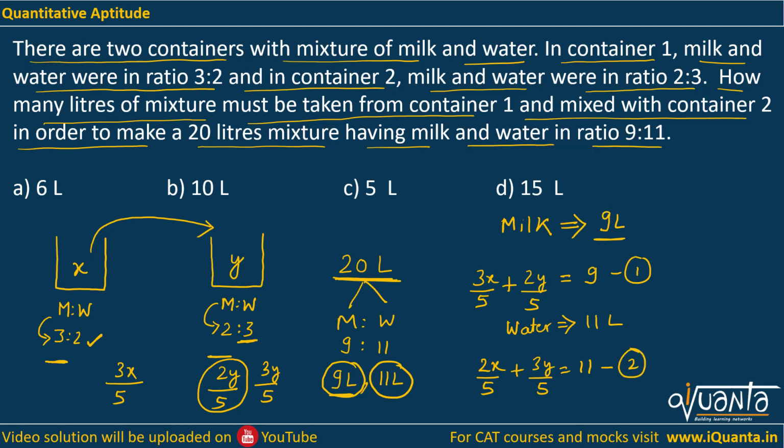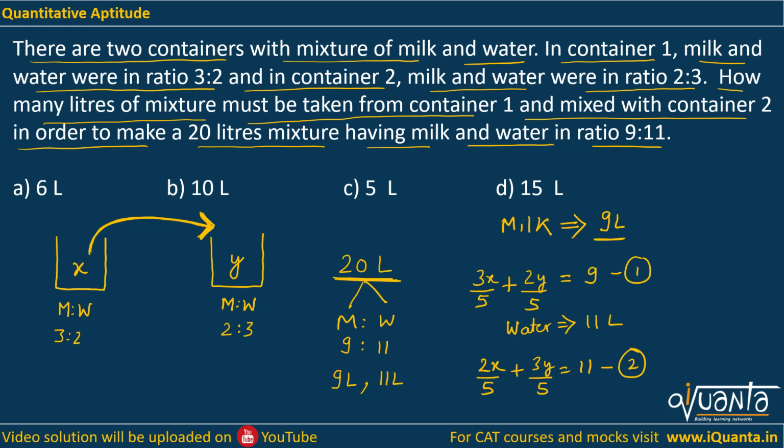Now we have two equations in x and y. Let us find out the value of x, and since we were pouring this whole container of x liters into container 2, x will be our answer. Let us calculate the value of x. So we can rewrite the first equation as 3x plus 2y equal to 45. The second equation can be written as 2x plus 3y equal to 55.